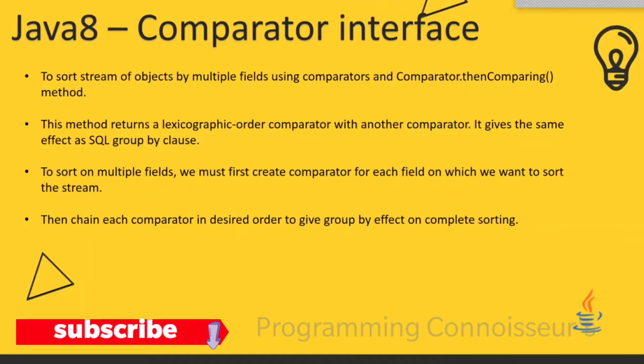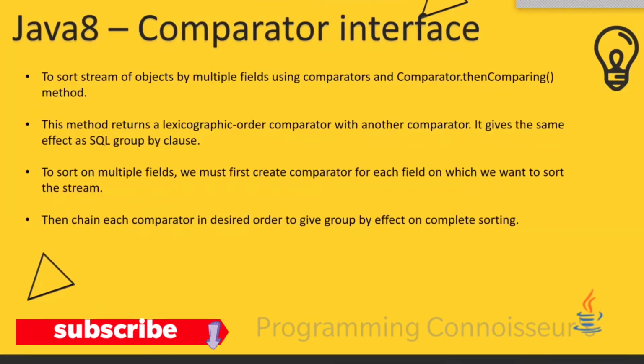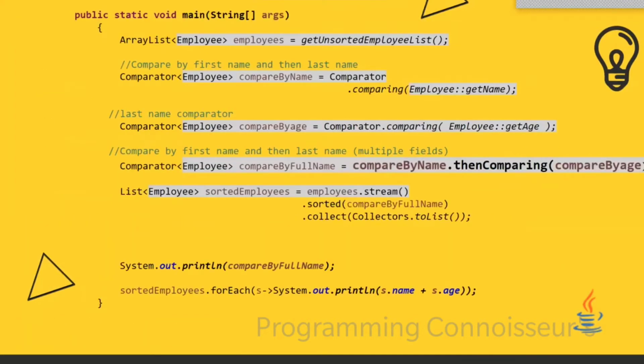Previously we were sorting based on only a single column. From Java 8, we are able to sort based on multiple fields. That is the biggest advantage we have. We can explore that. Rather than just talking, we will go to an example.